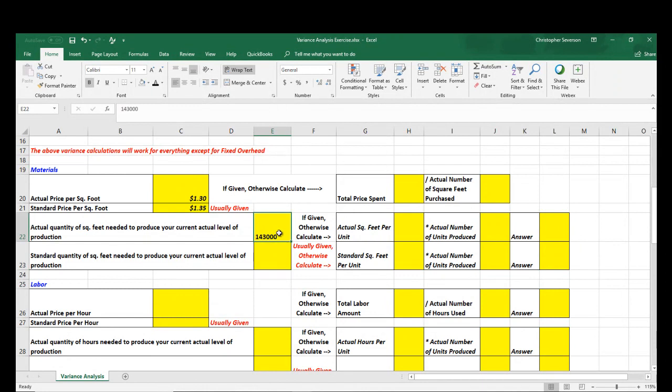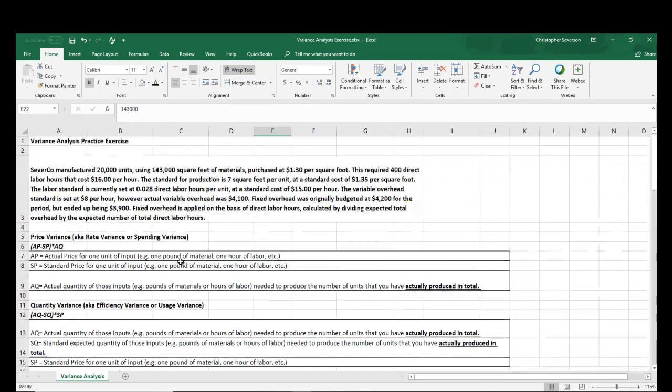Now, if they for some reason didn't give us that amount, then we'd take the actual square feet per unit multiplied by the actual number of units produced, and we get that same thing. But here they just gave us that dollar amount, so we're good to go. Now, the one that they generally have you calculate is the standard quantity of square feet needed to produce your current actual level of production.